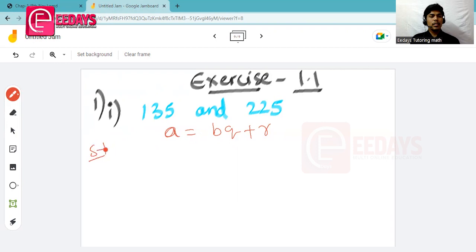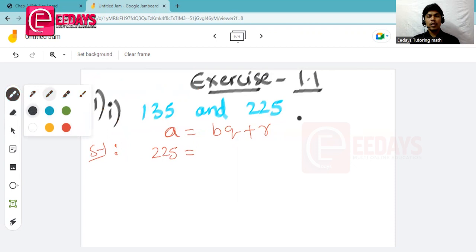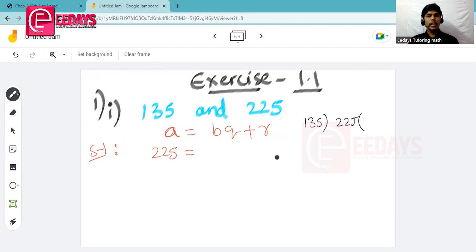So the first step would be, you take the bigger number, that is 225. 225, how can we write it in terms of 135? Let's do it in rough. So let's write it here. 135, 225. 135 times 2 gives 270, which is above 225. So that's why we take 135 times 1, and you'll get remainder 90. Okay. Now you couldn't get the remainder 0. Let's write it here. 225 equals 135 into 1.